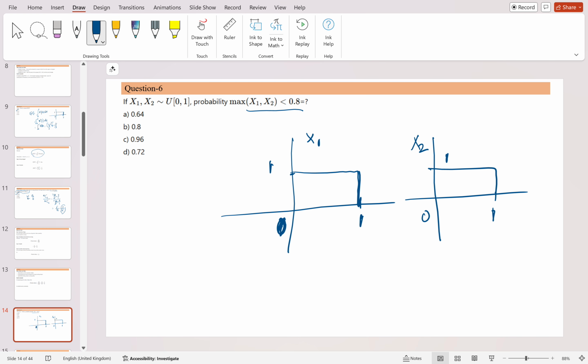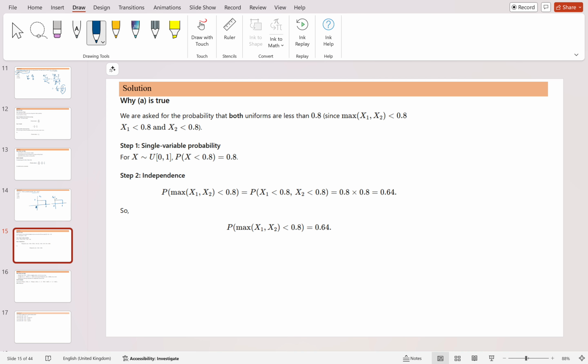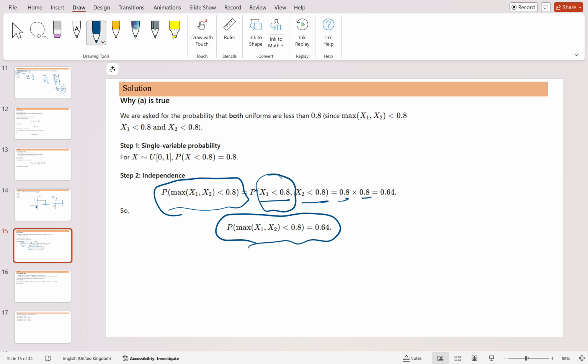When you say x1 is less than 0.8 and x2 is less than 0.8, that is basically the maximum of x1, x2 less than 0.8. For x1 the area will be 0.8, since the y-axis is 1, and here also 0.8. So the probability of the maximum will be 0.64.